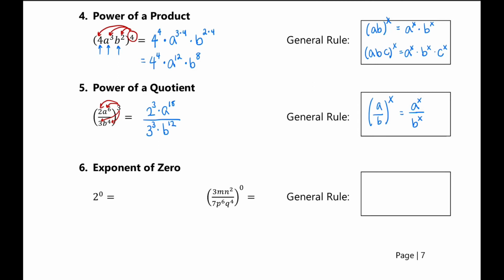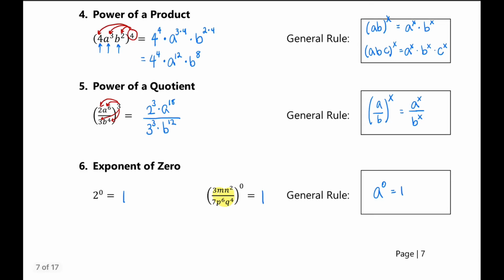All right, lastly, 2 to the power of 0 is 1. Anything to the power of 0 is always 1. A to the power of 0 equals 1.